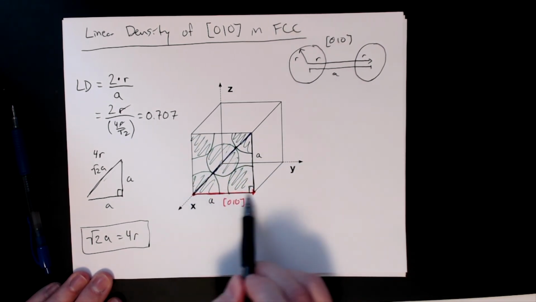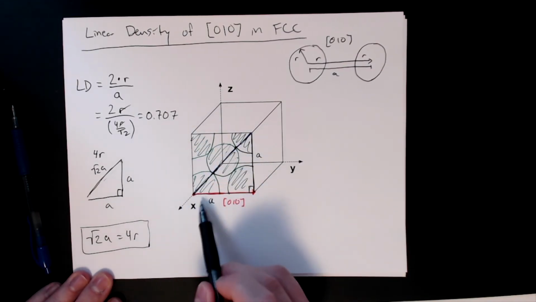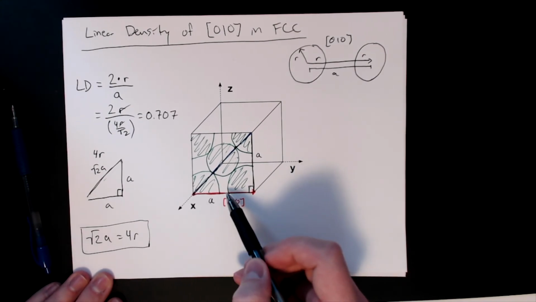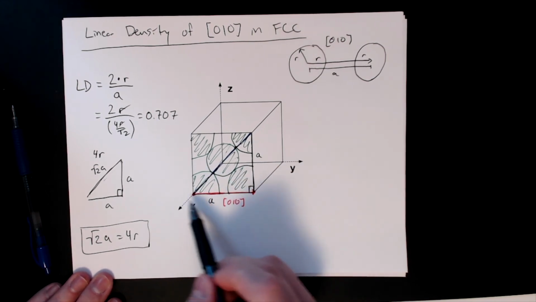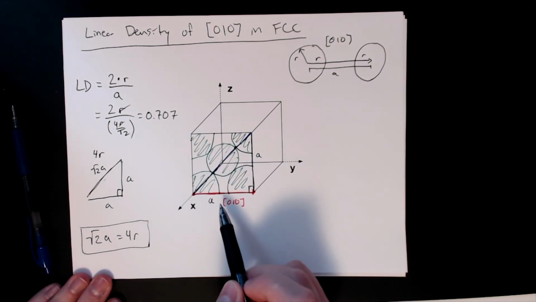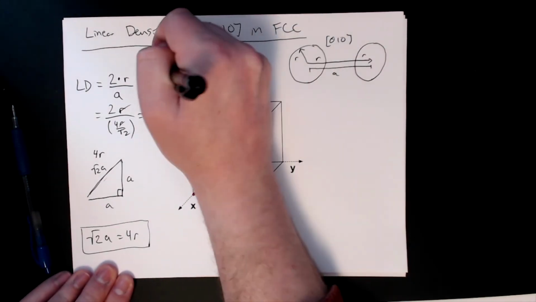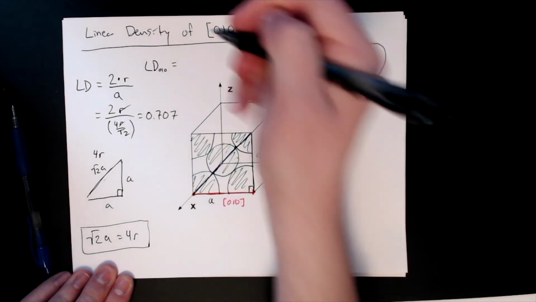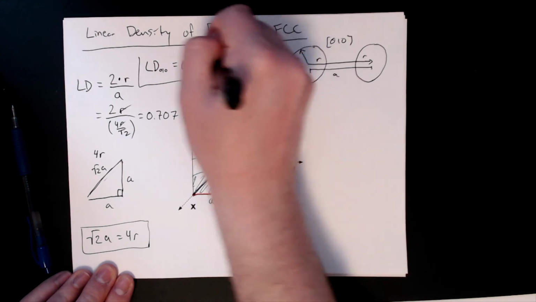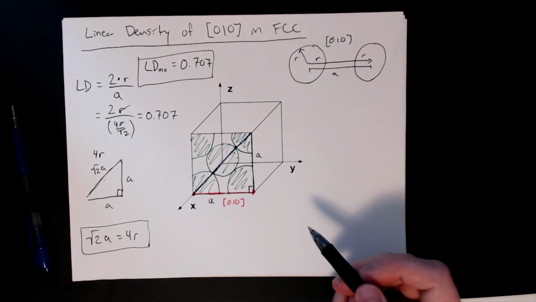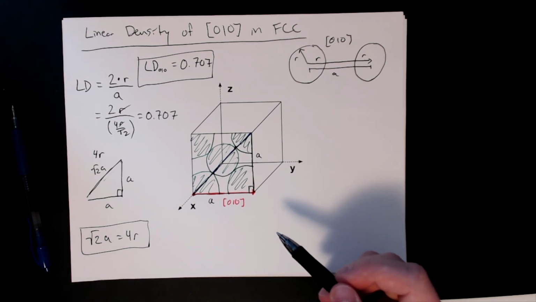So this is telling us that this line is 70.7% occupied by atoms. So this empty space is the other remaining roughly 30%, right? So we've just kind of determined the packing along a given direction. And so that, in this case, we can call this the linear density of the [010] direction, in subscripts there, is equal to 0.707. And this is the process that we would use to do that, or to do any other combination of systems that we can think about.